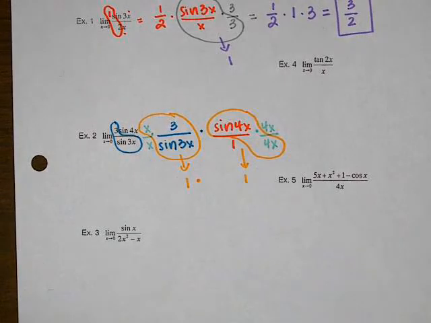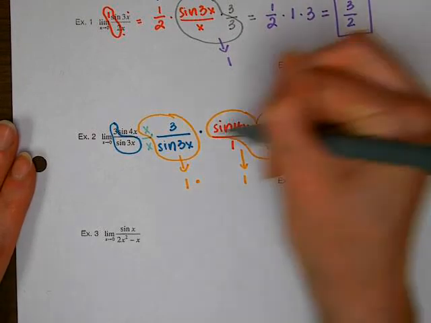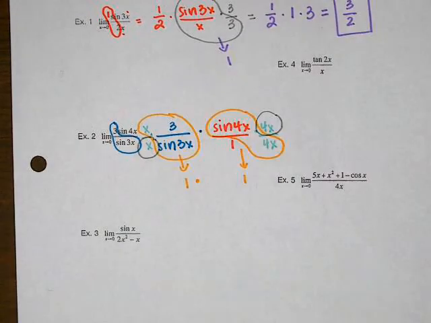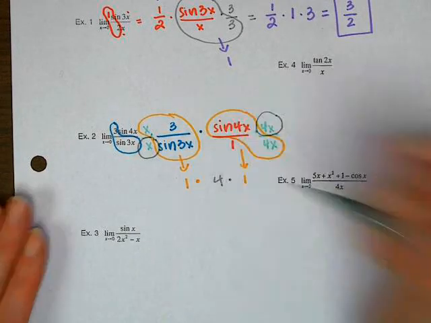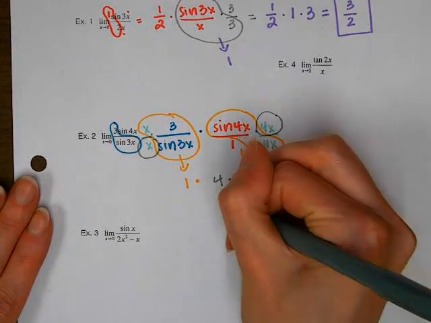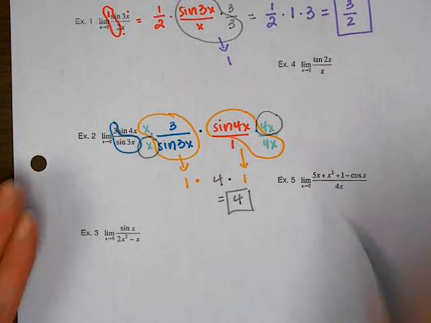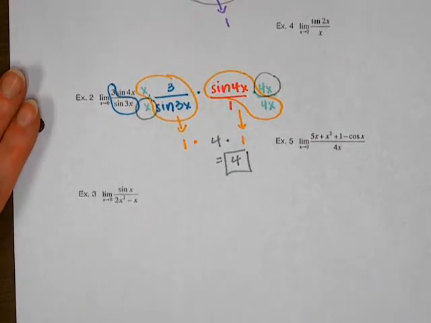And then what else do we have? Remaining, we have what's 4x over x? And 4x divided by x is just 4. So final answer, 1 times 4 times 1. This limit is equal to 4. All right, so we're just rearranging so that we can use our tricks.